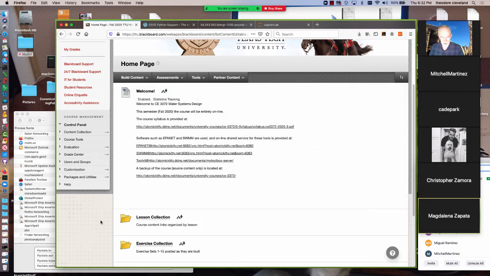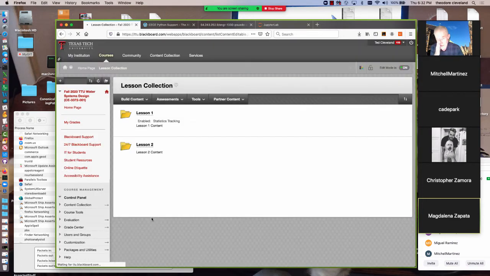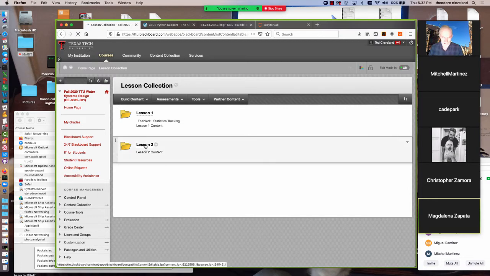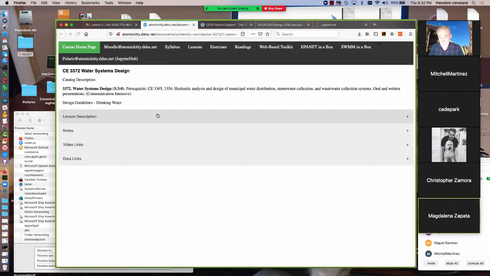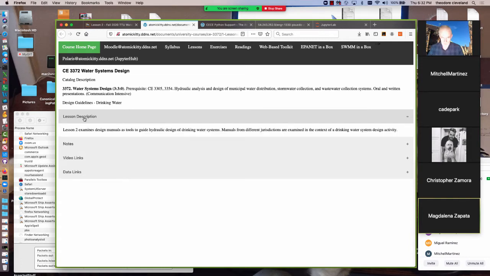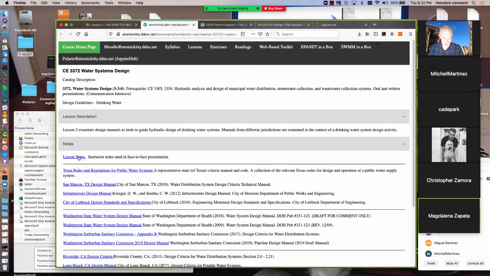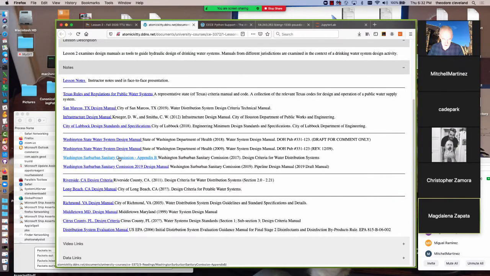To get started, I have on the window the Blackboard, and we will go to lesson two in the lesson collection and choose lesson two. This will link us to the content server. Lesson two examines design manuals as tools to guide hydraulic design of drinking water systems. Manuals are examined in the context of drinking water design. So we're going to look at some selected manuals.